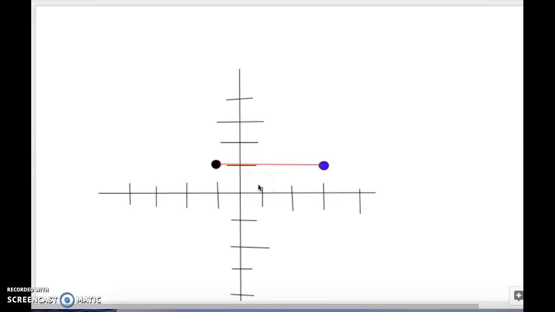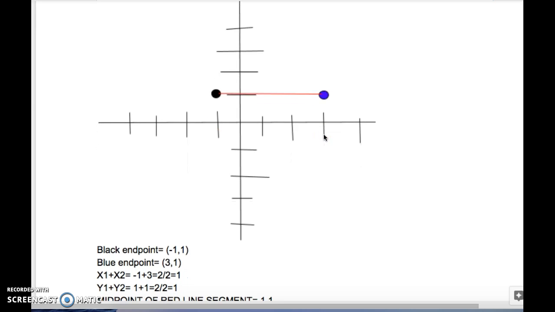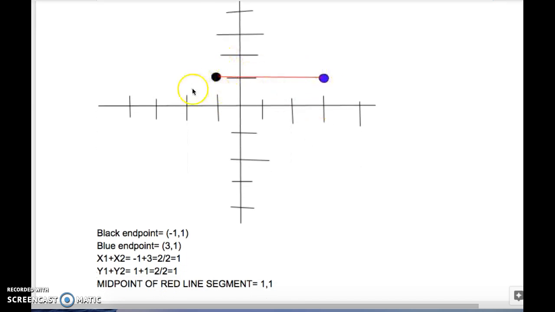So here's my line segment on my plane. And so the line segment, the points are -1, 1, and 3, 1. And so to find the midpoint of this red line segment, which would be the first step to being able to divide it into fourths, is to find the midpoint.